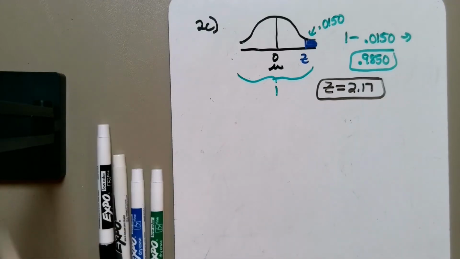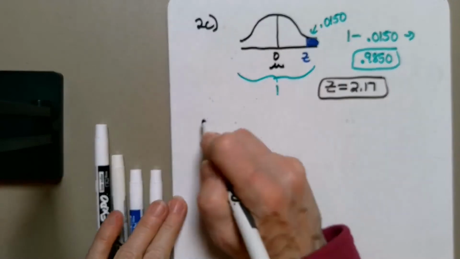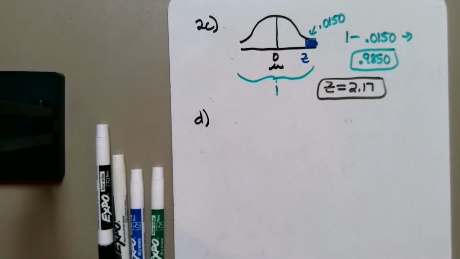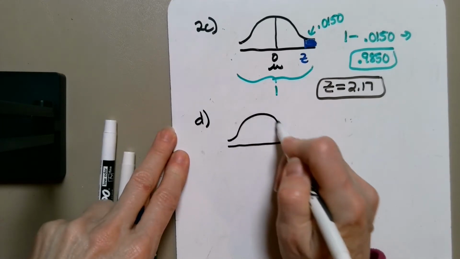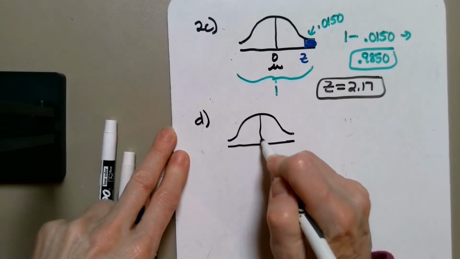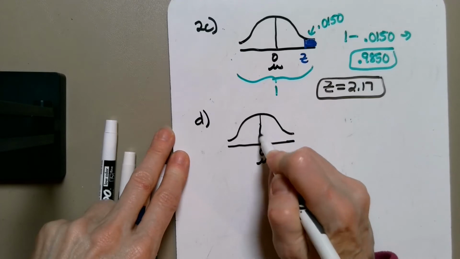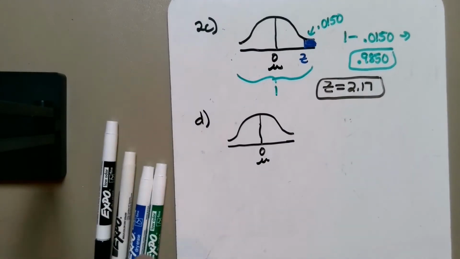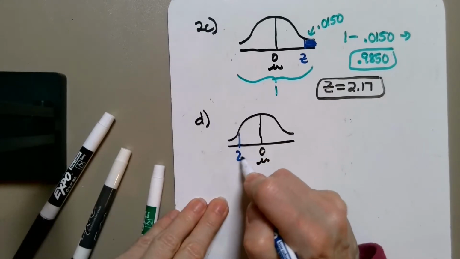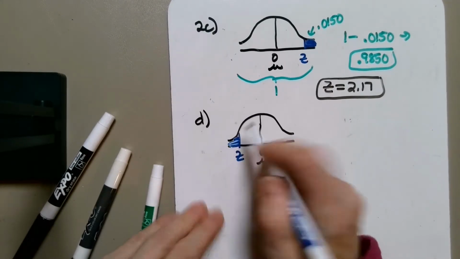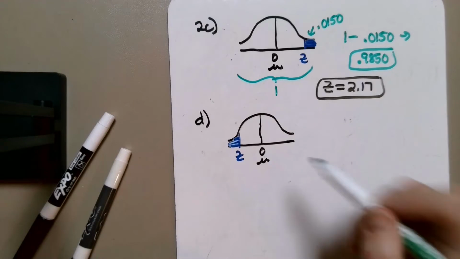Okay, so continuing with the test review, starting with 2D. Given this drawing, we're trying to find the z-score, this is from section 5.3. So we have the area shaded to the left of here of 0.0129.